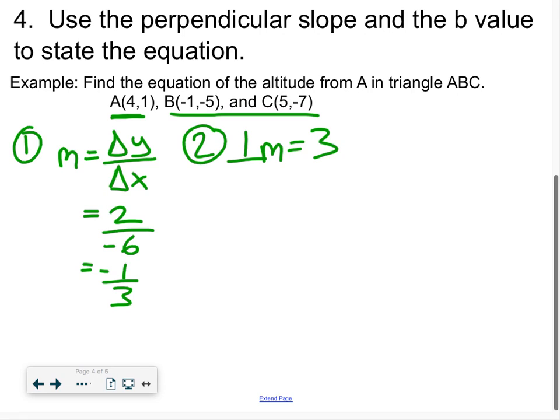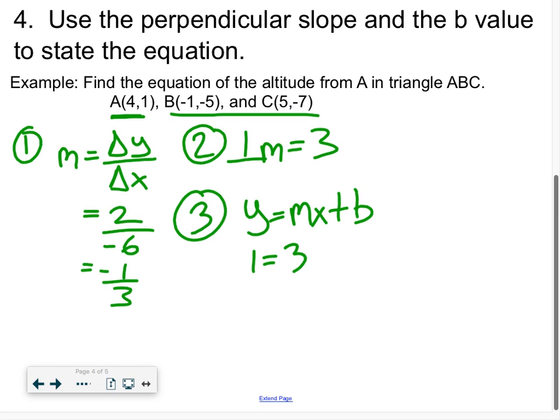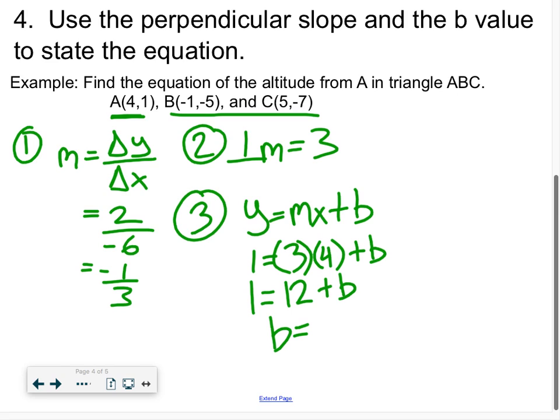We're now going to use that slope and the point that we haven't used yet, which is A, because that's what we're using to find our altitude, to find our b value. So we have 1 equals 3 times 4 plus b. So 1 equals 12 plus b, and b equals negative 11. Then, stating our equation, y equals 3x minus 11.